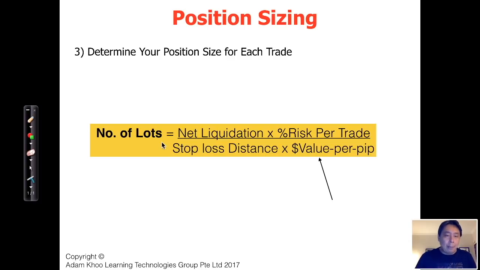So here's the formula. The number of lots to trade equals your net liquidation or your current capital multiplied by your risk per trade, which is 1%, 2%, 3%, divided by your stop loss distance multiplied by your dollar value per pip per standard contract. Okay? So what do all these things mean? Let's put in examples over here.